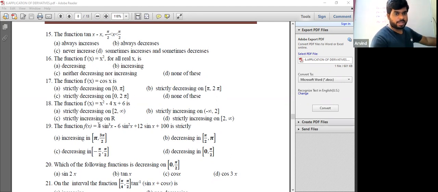f of x is equal to x square for all x. Is it decreasing, increasing, neither decreasing nor increasing, or none of these? Which will be the correct answer?